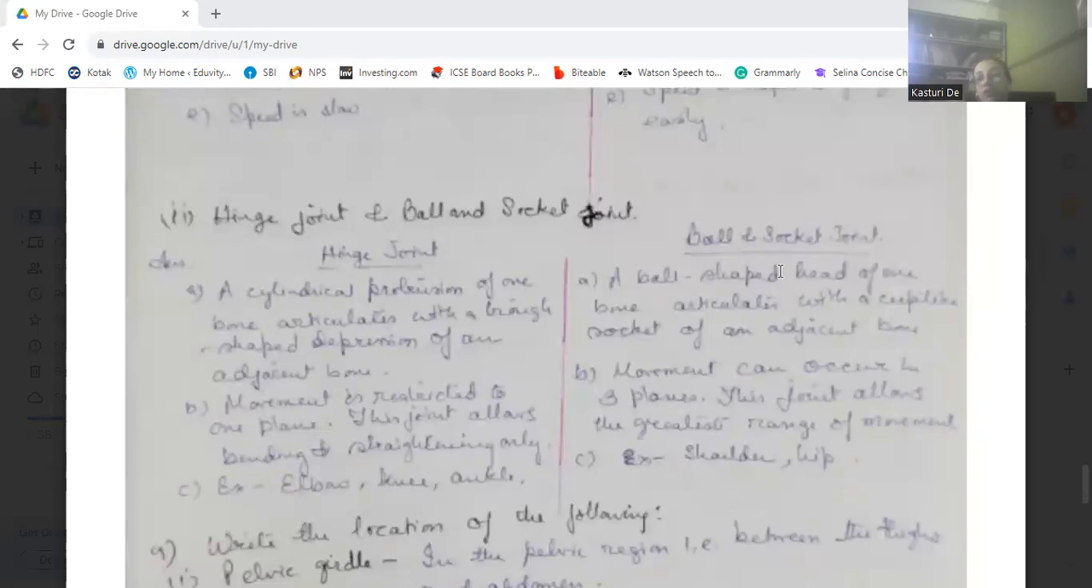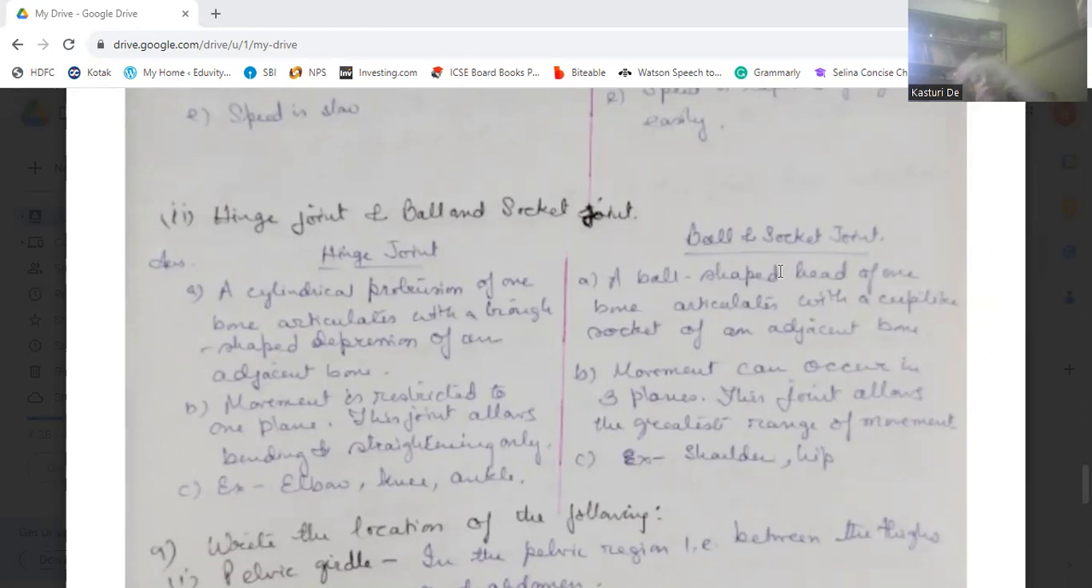Okay, so a cylindrical protrusion of one bone is like this, and there is a triangle-shaped depression of the adjacent bone like this. So this is the cylindrical protrusion, and the other bone will have this type of depression, sorry. In this depression, this protrusion will get inserted. Movement is restricted in one plane only.